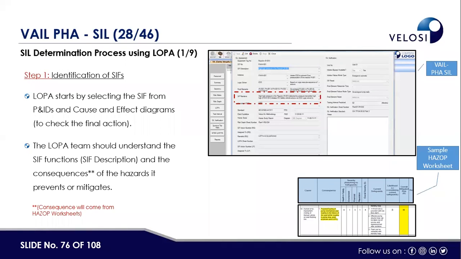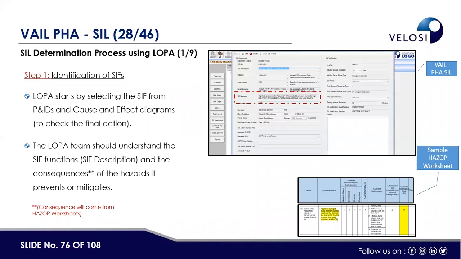So step one is identification of a SIF. We cannot perform LOPA analysis without identification of a SIF. Although there are two scenarios in which we can apply the LOPA method. One is to determine the SIL level of a safety instrumented function. Number two, if we want to know that our layers of protection are enough and they are meeting our tolerable limit, we can also apply LOPA.